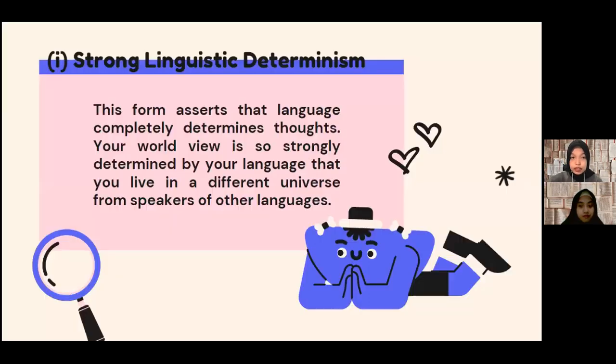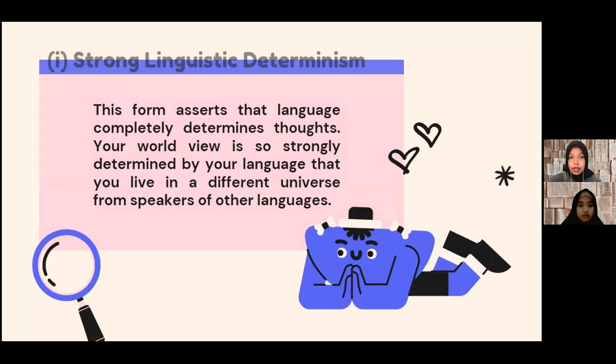The first one is strong linguistic determinism. This form asserts that language completely determines thought. Your worldview is so strongly determined by your language that you live in a different universe from speakers of other languages.